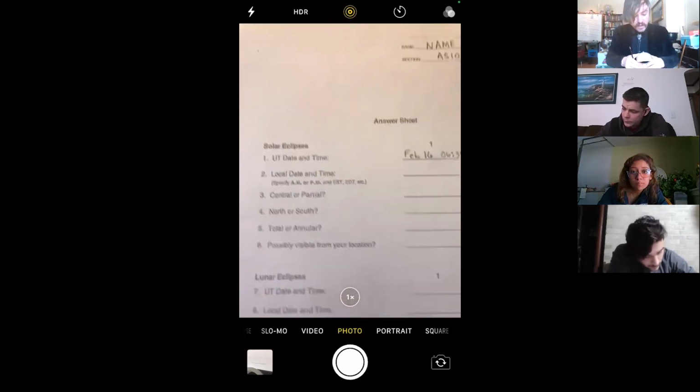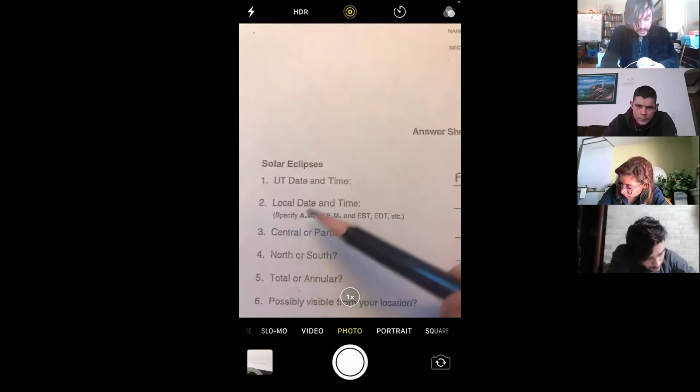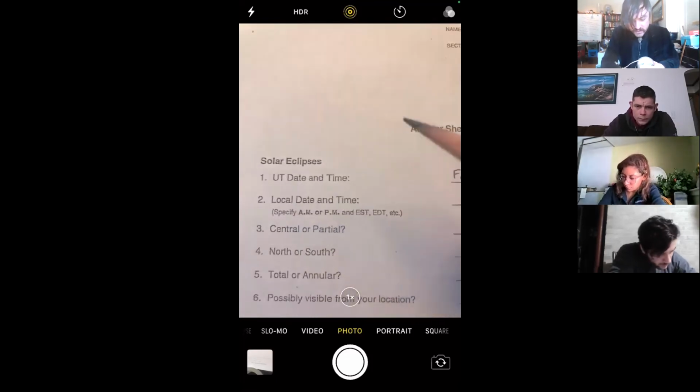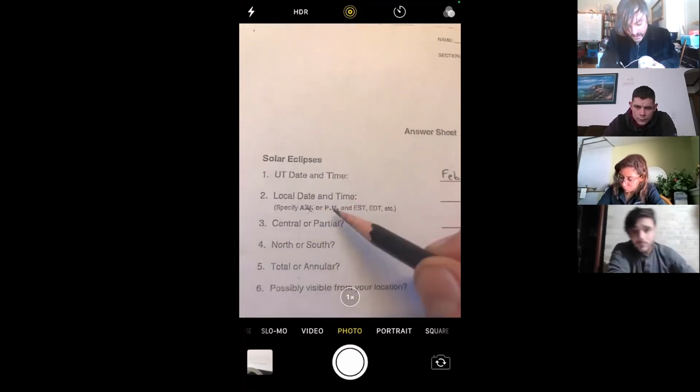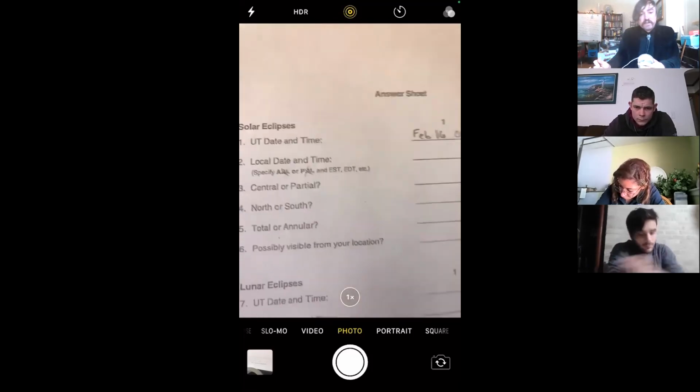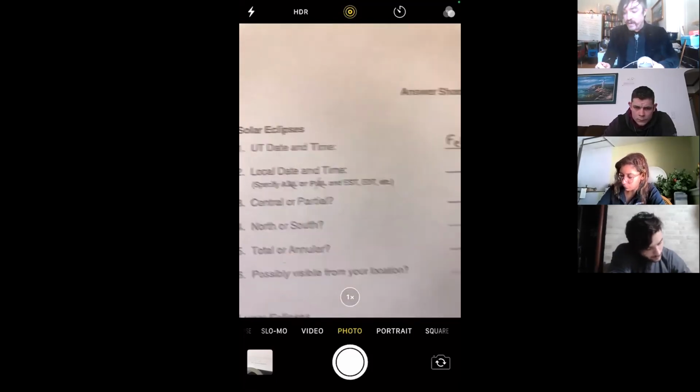Okay. In our next statement, we are going to convert it to local Eastern Standard Time. They ask for AM and PM, but screw that noise. We want to keep this in military time so we don't screw it up. All right. Now, here's our second rule for eclipses.